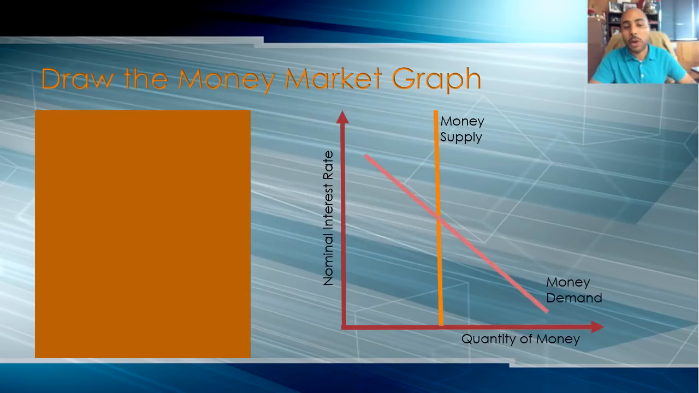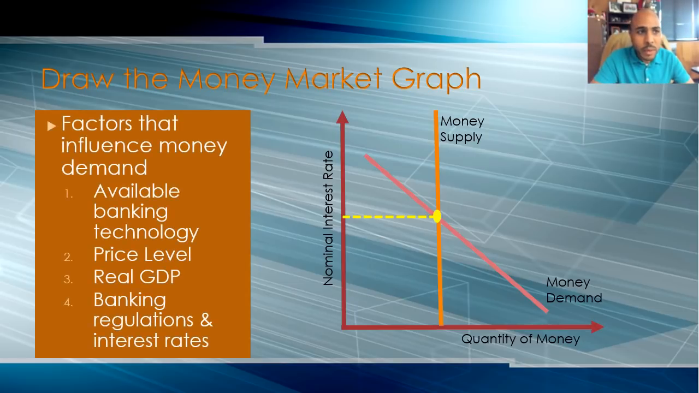Now, the downward sloping curve is our money demand line, right? So that shows the demand for money in our economy. And wherever those two curves meet, the intersection point is going to be our equilibrium, and that determines our nominal interest rate. So the main thing you need to know here is some of the factors that influence the demand for money. For one thing, the available banking technology that people have will determine their demand for money.